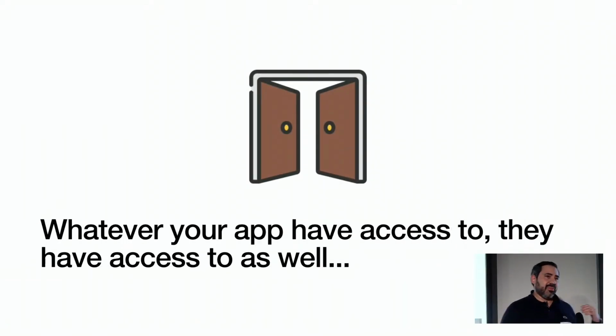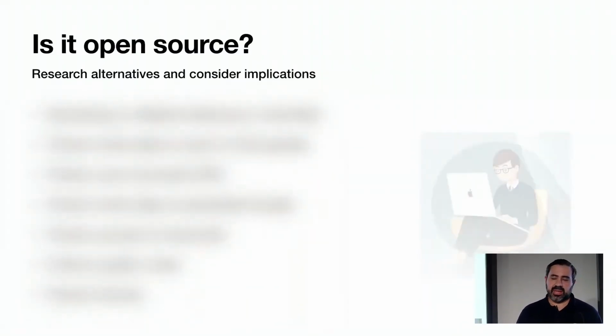And to me, this is something very important. Whatever access your app has, the library also has. So anything that is in your app, let's say any PII that you're trying to access or any data you're storing, potentially that library can see it and potentially could share it. So it's very important to be aware of that.